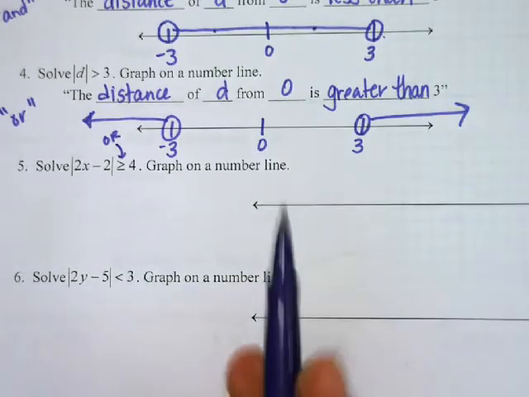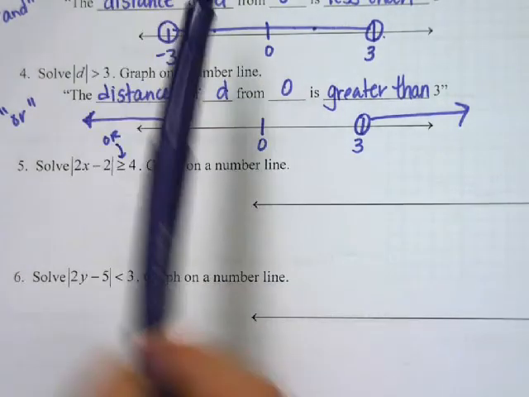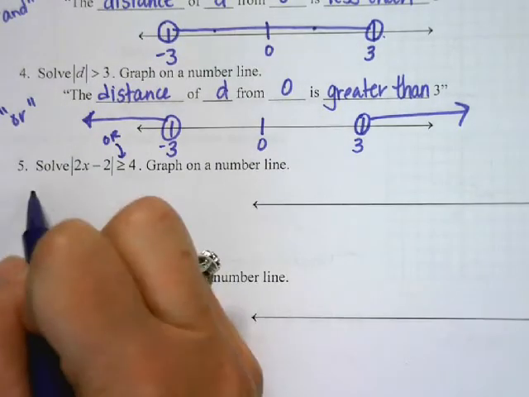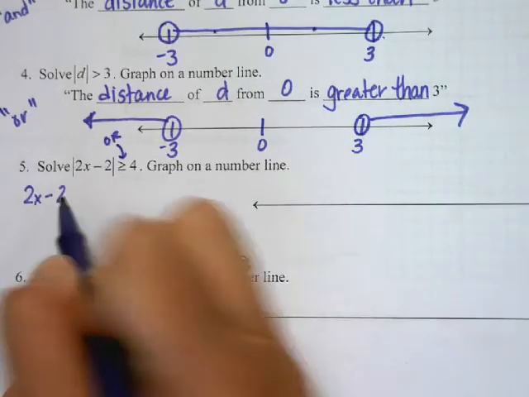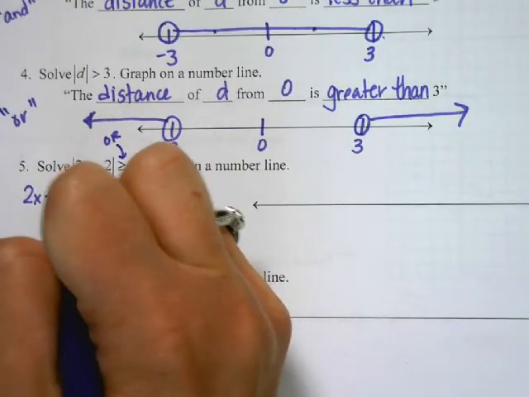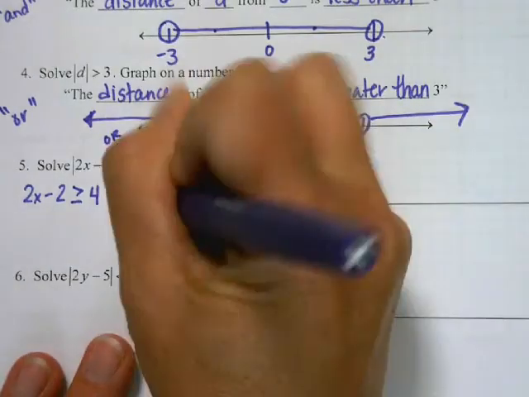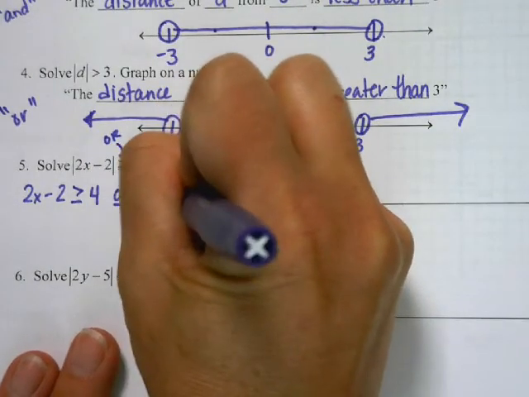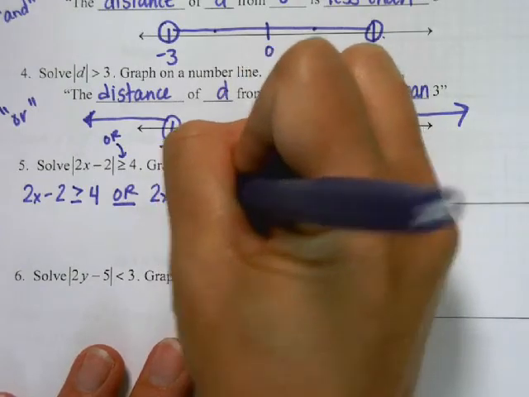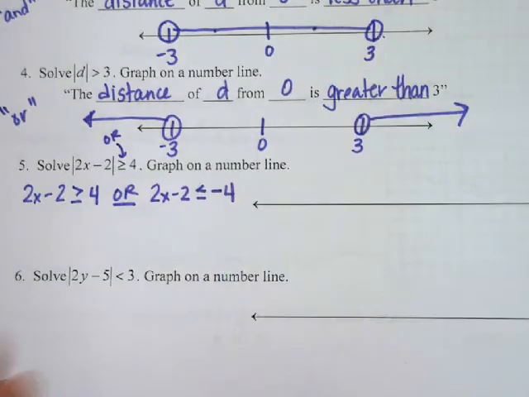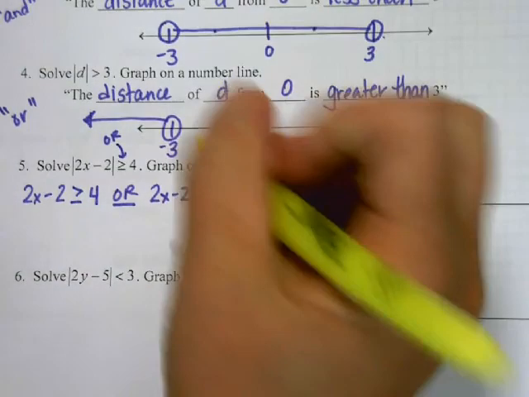Now, we could go up here and try to do all this stuff. I'm going to show you the quick and dirty way to set it up, okay? Just like with absolute values, we're going to separate it apart into 2 equations. So, 2x minus 2 is greater than or equal to 4, or 2x minus 2, here comes the trick. Flip your inequality symbol and flip your number. You have to flip both.